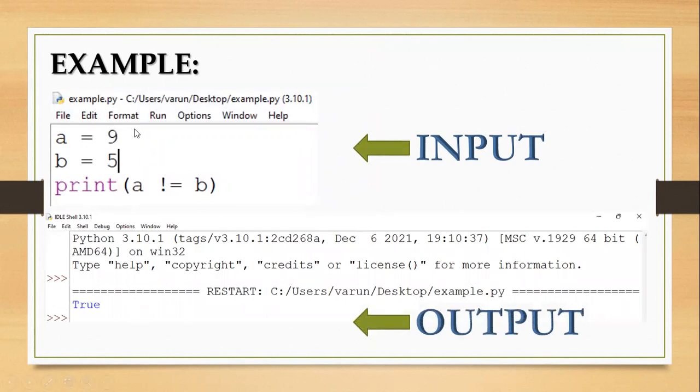Example for not equal to operator. This is the screenshot of the input. This is the screenshot of the output. In input, we give a equals 9, b equals 5, print in brackets a exclamation mark equal to b. This is the input and we get the output as true because the left operand is not equal to the right operand.